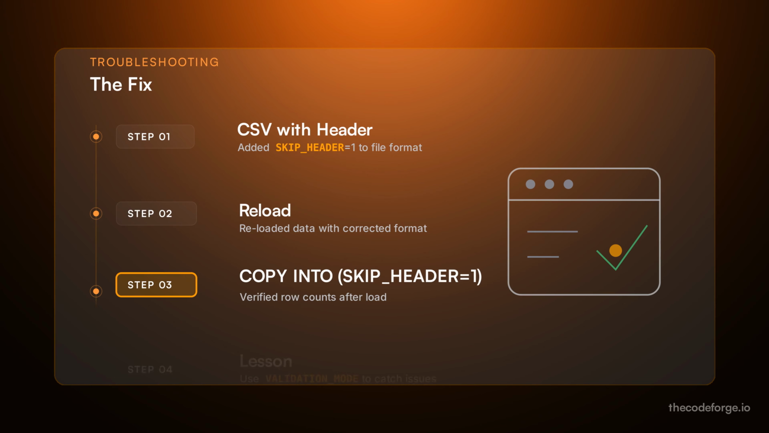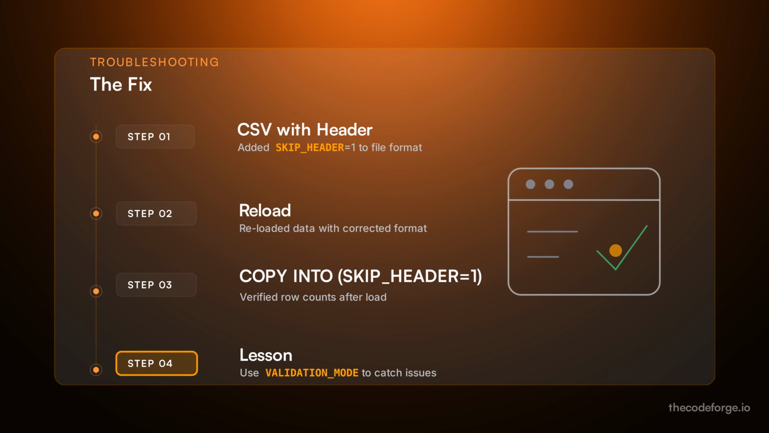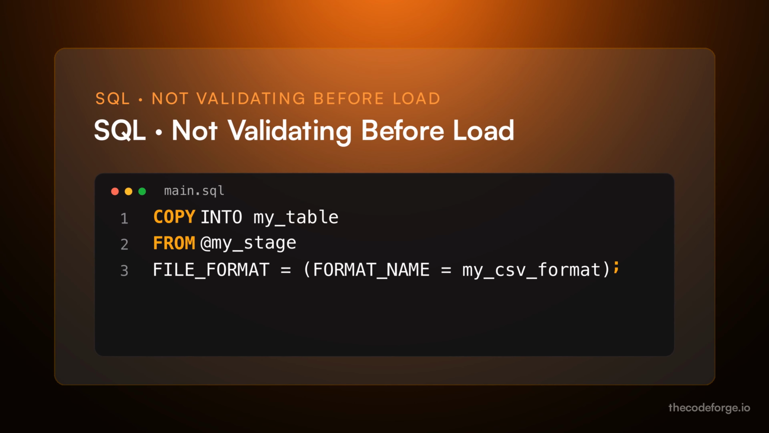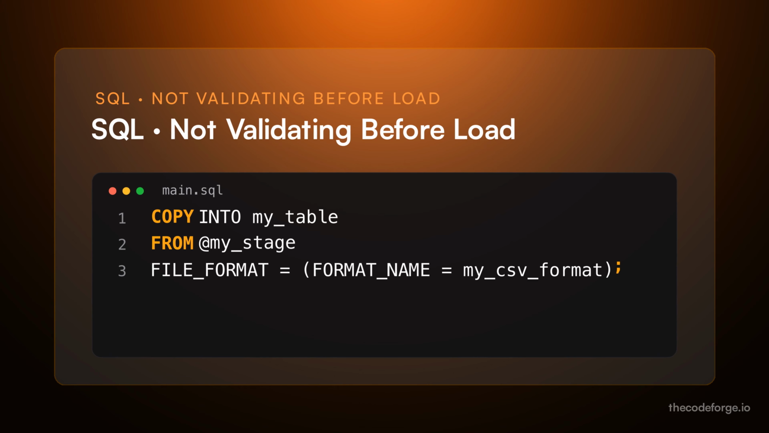The ultimate lesson: use validation mode to catch issues before committing. Flying blind is dangerous. Always run validation mode equals return errors before you commit to a massive load. Catch the typos and mismatches before they hit production.